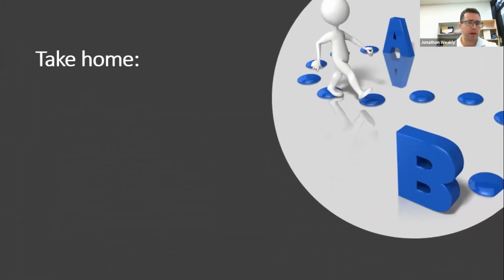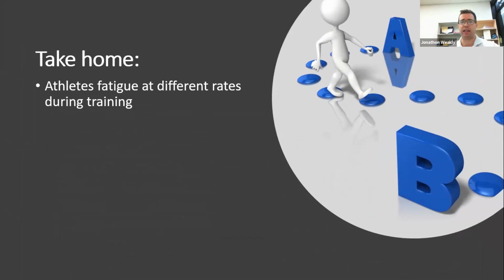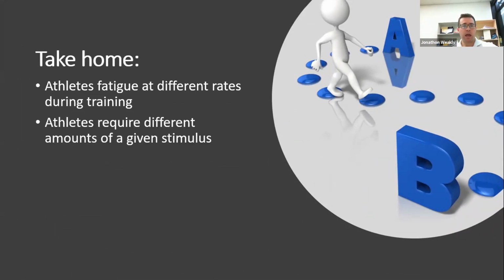So from me, the take home is that we know that athletes fatigue at different rates during training, and we should be able to embrace this. But historically in sports science, we haven't embraced this very well at all. We also know that athletes require different amounts of a given stimulus. So an athlete like an endurance runner might need more volume to induce a given response, and that's okay. They're an endurance runner. Alternatively, you might have a sprinter who might need smaller volumes with different intensities, but that's okay as well. We can control for this.